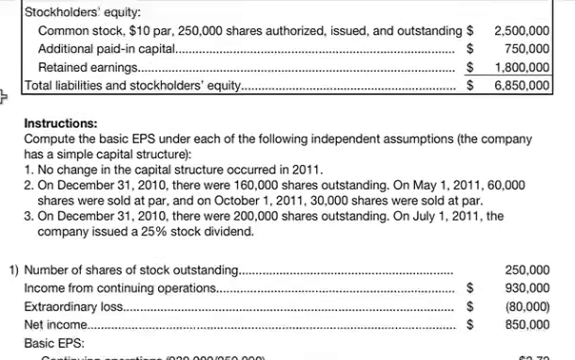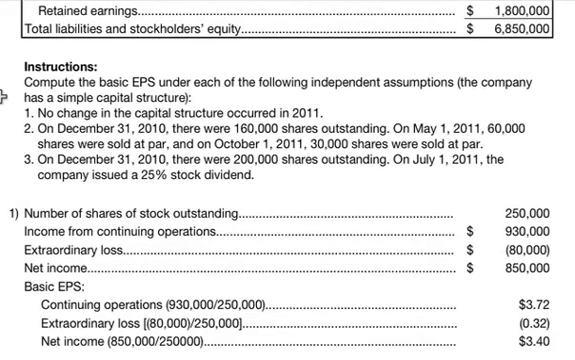And our instructions for the problem are: compute the basic EPS under each of the following independent assumptions, given that the company has a simple capital structure. For number one, there's no change in the capital structure in 2011. Number two: on December 31st, 2010, there were 160,000 shares outstanding. On May 1st, 2011, 60,000 shares were sold at par. And on October 1st, 2011, 30,000 shares were sold at par. Number three: on December 31st, 2010, there were 200,000 shares outstanding. On July 1st, 2011, the company issued a 25% stock dividend.